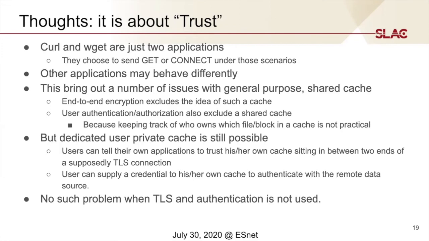But this does not say that you cannot build a dedicated private cache. That is still possible, because if the cache is completely under the user's and the application's control, they control whom to trust. They can trust this cache as a man in the middle. They can delegate the credential to access the remote data. These are all fine. Or you could choose not to use TLS if the data is public and there is no authentication involved. It's all fine.